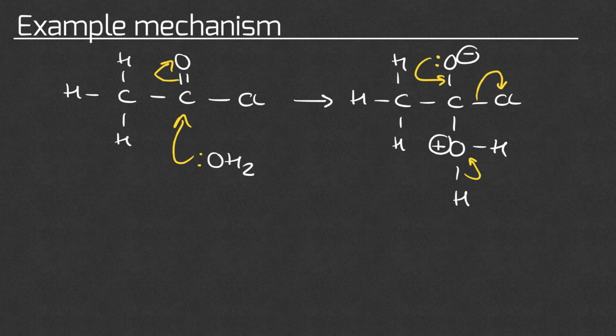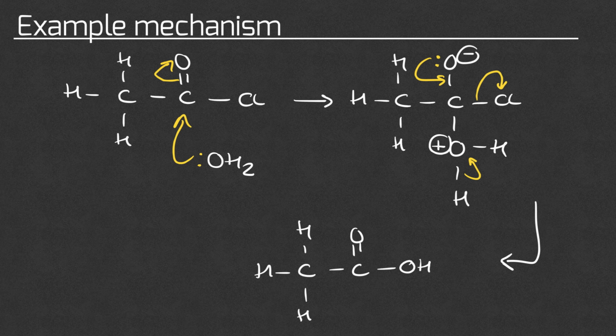These curly arrows may be shown in a single step or two separate steps. So for example, this is the first step and this is the second step. The lone pair on the oxygen will reform the double bond and the chlorine will be eliminated. One of the hydrogens on the oxygen will drop off, so the oxygen-hydrogen bond will be broken, with the curly arrow going to the oxygen. This will give us our carboxylic acid product.